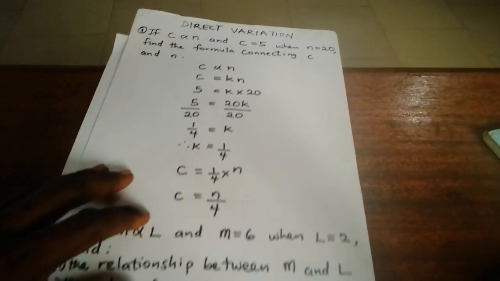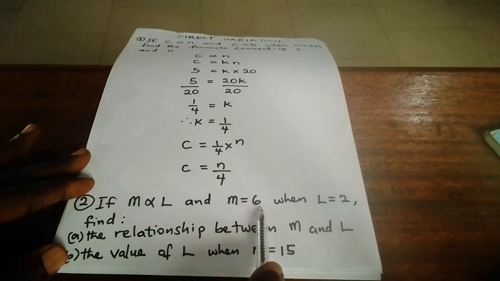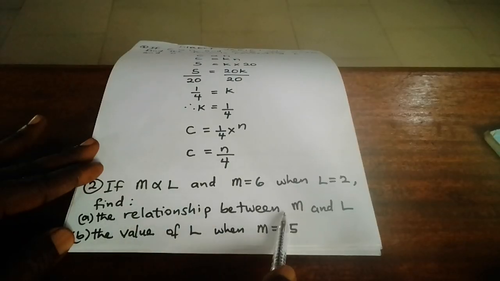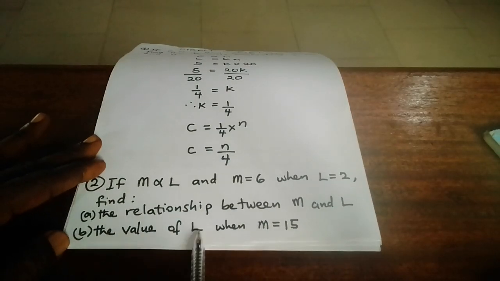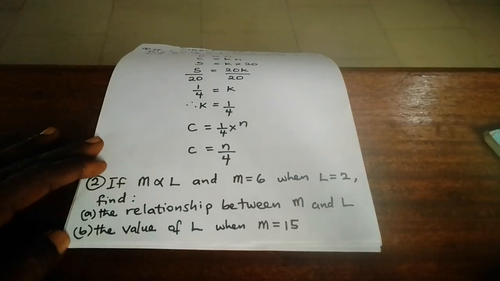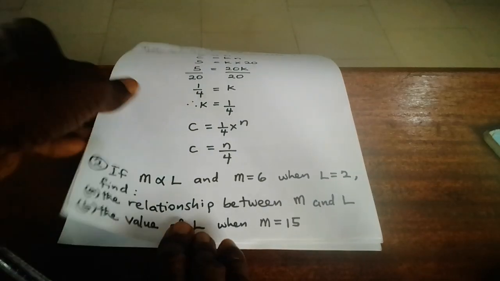Now let's consider another example. If m is directly proportional to n and m equals 6 when L is 2, find A, the relationship between m and L, and B, the value of L when m equals 15. Anytime you are given any problem on variation, you must always look for the formula or relationship connecting the variables. It may be stated in the question and it may not be stated. Just know that you will always do that.